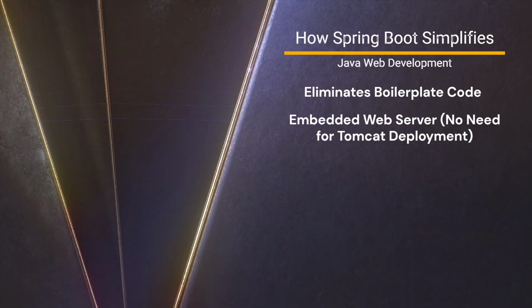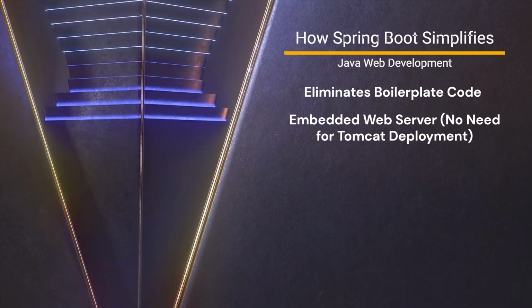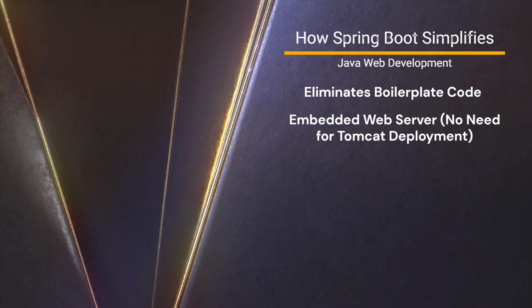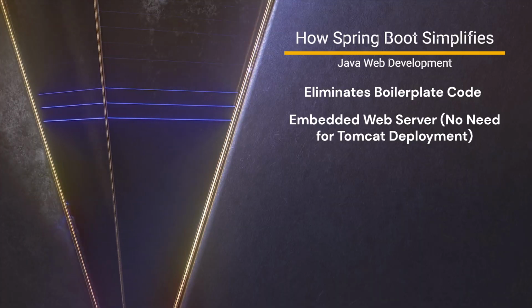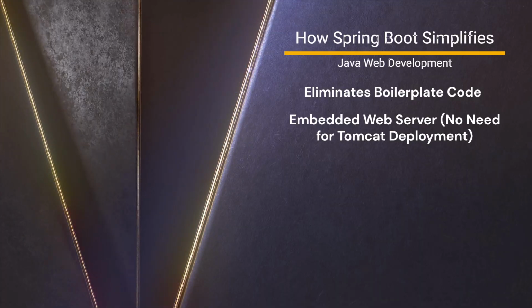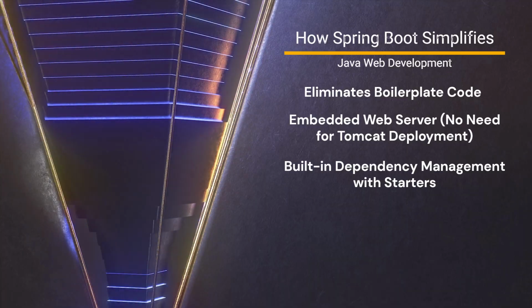Embedded web server. No need for Tomcat deployment. Traditional Java web applications require an external Tomcat server to be installed and configured. Spring Boot comes with an embedded server, Tomcat, Jetty, or Undertow, so you can run the application as a standalone JAR file. Built-in dependency management with starters.